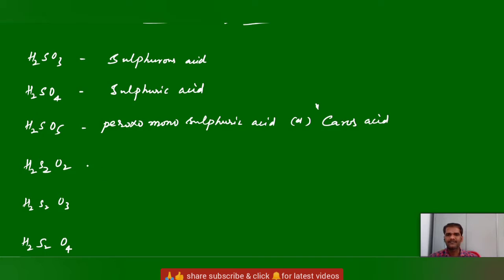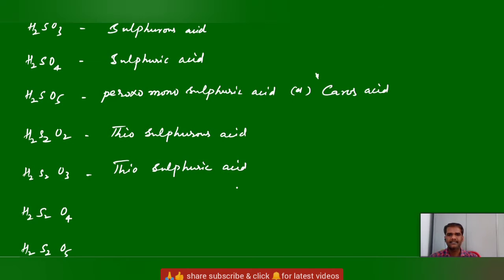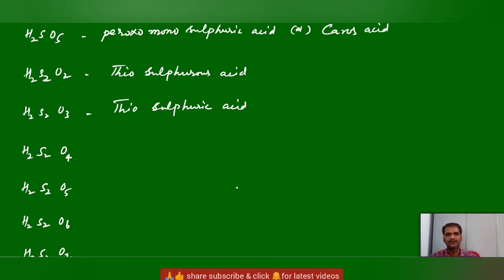This is monosulfur. Next, the disulfur series here, H2S2O2. This is thiosulfurous acid. Thio series, thiosulfurous acid. H2S2O3 is also thio series, but this is thiosulfuric acid. The first acid is ous acid and the second is ic acid, thiosulfurous and thiosulfuric acids.